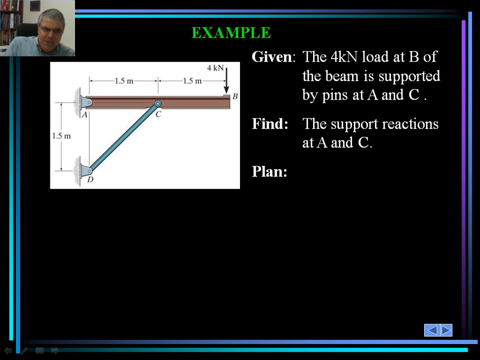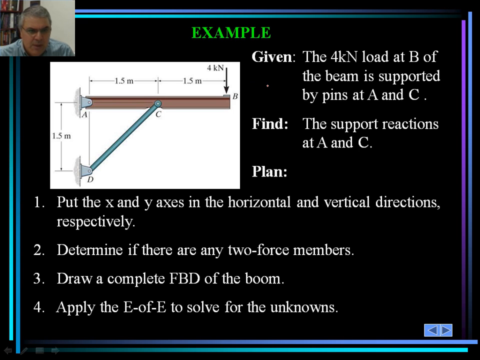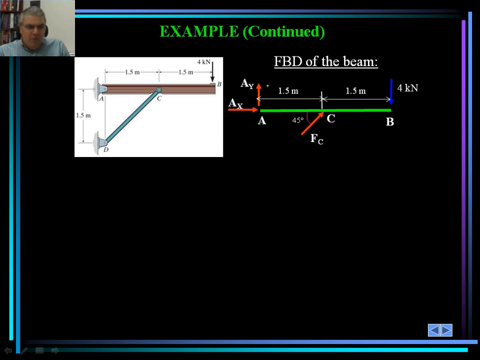As you can see, the 4 kilonewton is applied at the end of beam B. First we need to determine what would be the reactions here at the support. So the first thing we do is determine that, and then we would draw a free body diagram, a complete free body diagram of the beam, and then we apply the equations of equilibrium to solve for the unknowns. Let's see how we can do that.